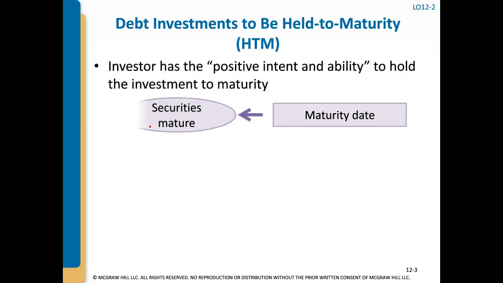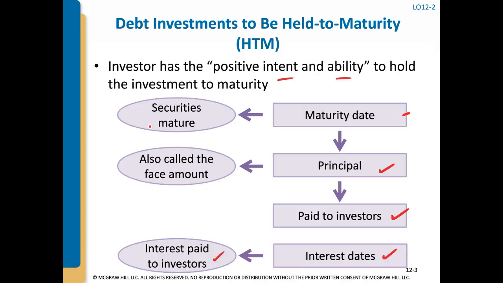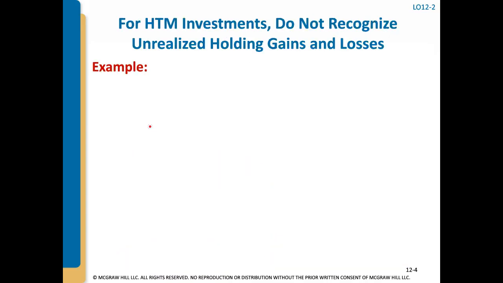But let's talk specifically about the held to maturity. Like I said before, it's when the investor has the positive intent and ability to hold the investment to maturity. So meaning you have a maturity date and you're not planning to sell it before then. These are just terms that we're familiar with. The principal amount is also called the face amount, and that's the amount that is paid to the investor at the maturity date. And then we have specific interest dates and specific interest payments that are also paid to the investors.